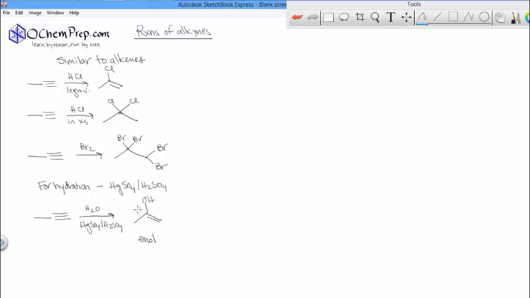This is an enol. Enols aren't stable. They quickly rearrange to move the double bond and the hydrogen to form a ketone. These kind of isomers are called tautomers. They differ in the placement of a double bond and an H.